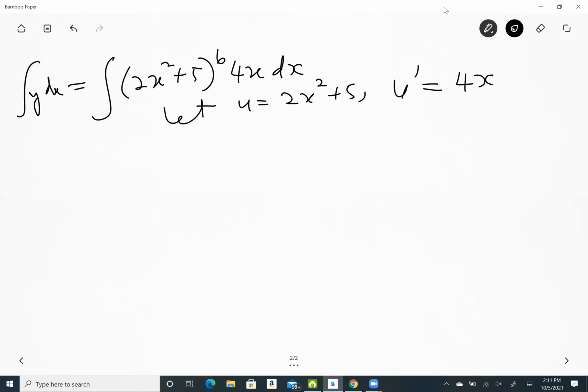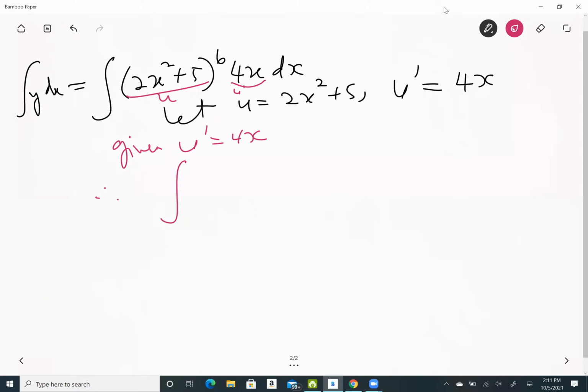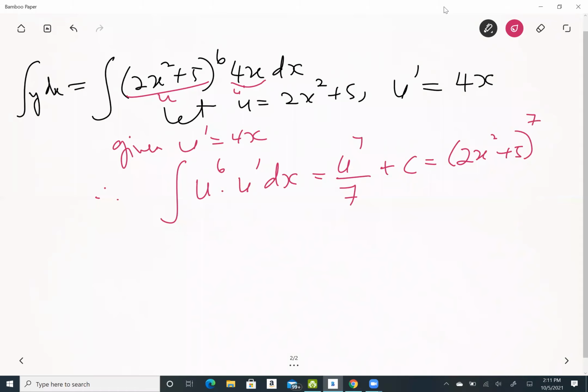So now what you see here is that u is the term in the bracket, and that 4x is u prime. So you look at that here: u prime is equal to 4x, which is given in the function. Therefore, the integral will be equal to u to the power of 6, u prime dx. So what is the integral? The integral is simply u to the power of 7 divided by 7 plus c. Now put into the bracket the x's, you get (2x squared plus 5) to the power of 7 divided by 7 plus c. You got it?